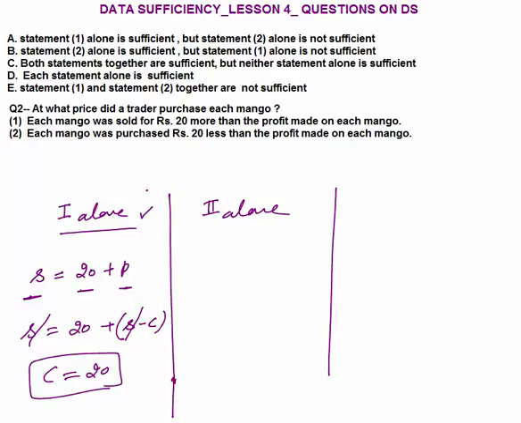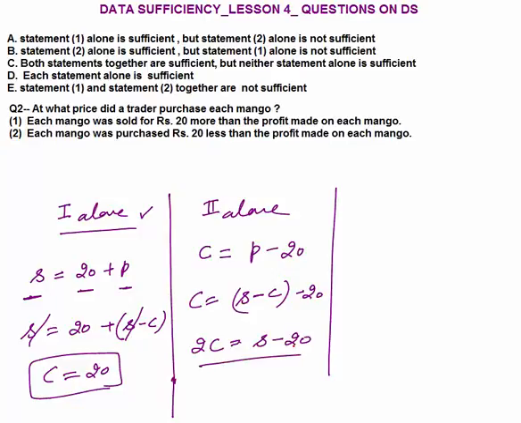Second alone. When I say second alone, you have to forget the first statement. It says that each mango was purchased, purchase meaning the cost price, 20 less than the profit. P minus 20. What is profit? Profit is selling price minus cost price, minus 20. So 2C is equal to S minus 20. Now here I got two variables and it can have infinite possible values of C as well as S. This is a linear equation.